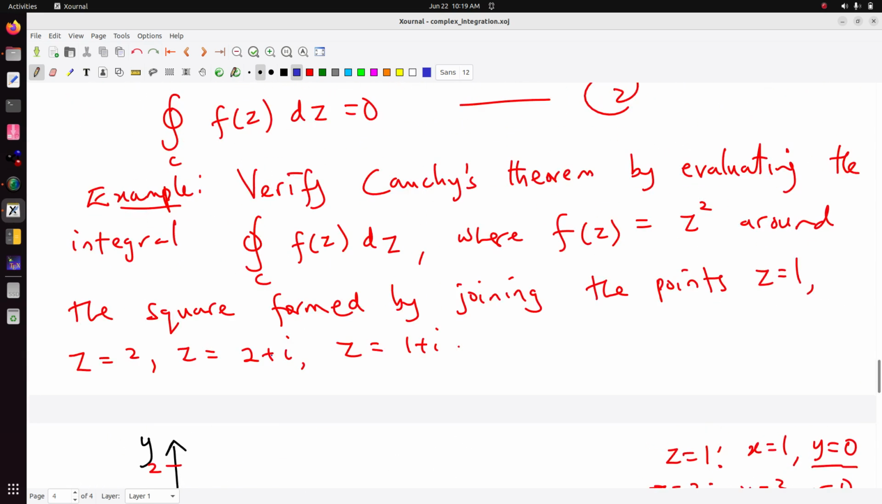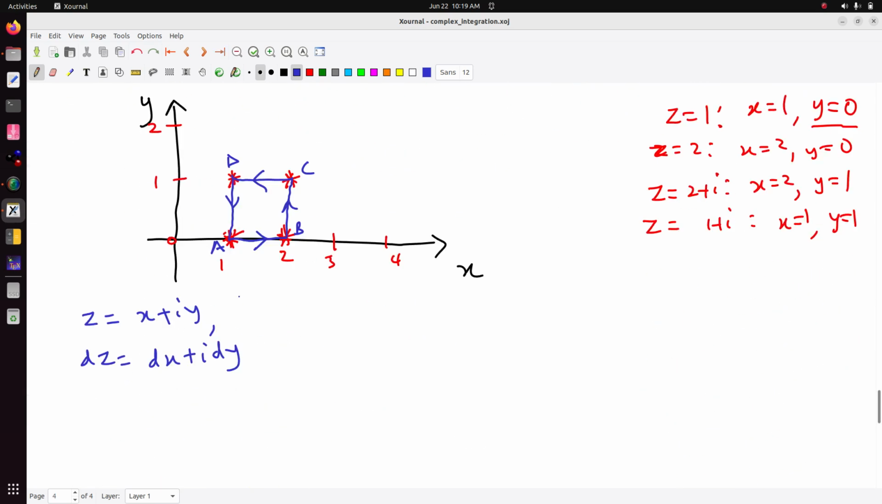Now, in this case, the complex function f of z is z squared. Okay, it's given us z squared here. So we need z squared. So z squared is going to be x plus iy, then squared. And that will be x squared minus y squared plus 2i xy.